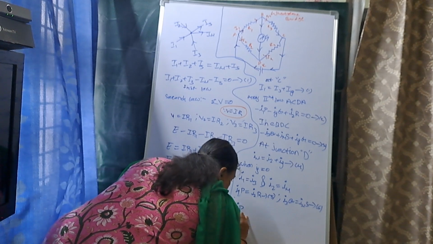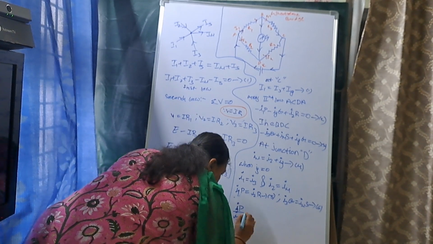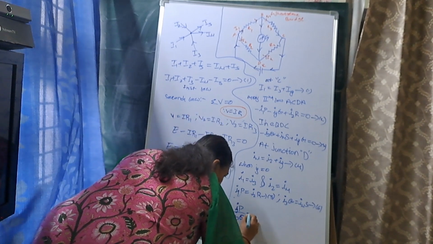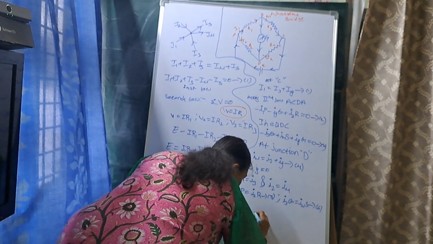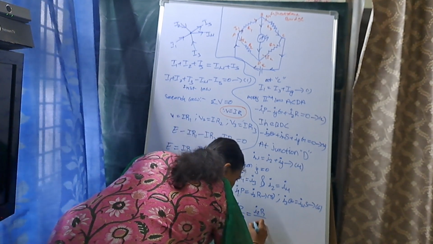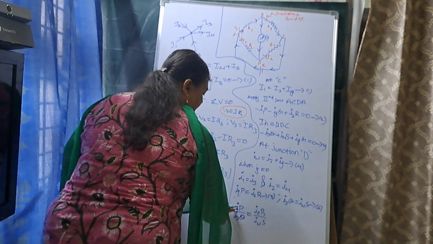Write the equation that I wrote earlier, because I rubbed it off. I3P, sorry, I3Q equal to I2R by I4S. I1 means we can write I3.